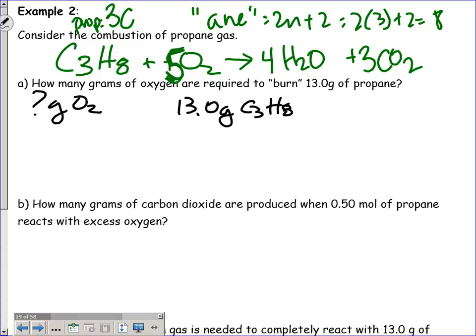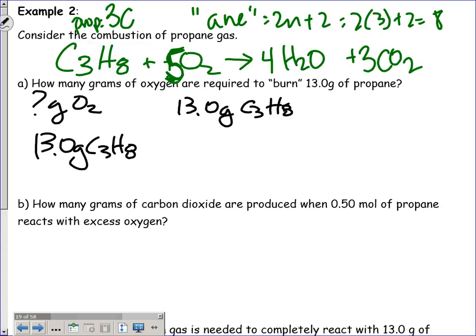All right, on A, raise your hand if you feel confident you can do the first step. I got a couple people. Well, the first step we already did, right? The balanced chemical equation and then writing down the givens and the question. So you have to start with your given, right? So you start by writing 13 grams of propane. Guys, there's only one thing you can do with grams. You absolutely have to convert to what?